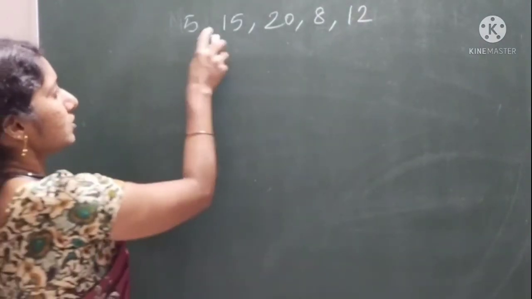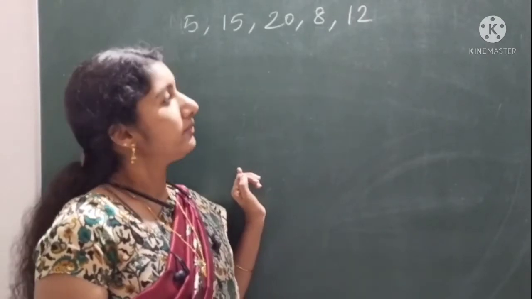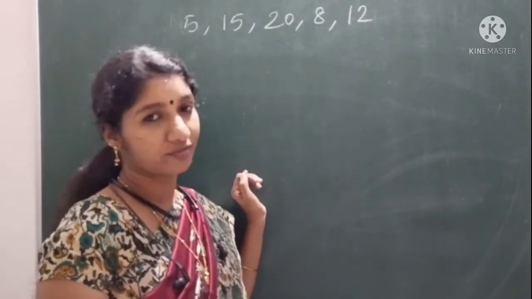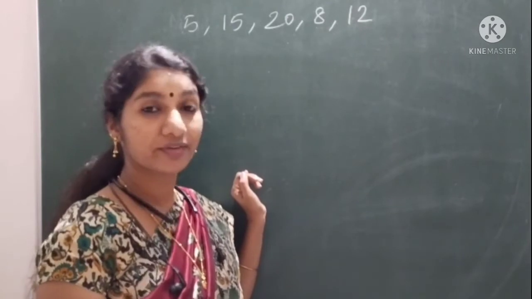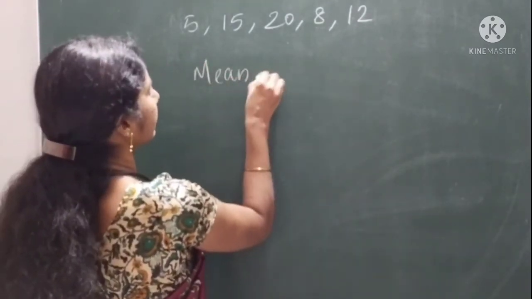We have 1, 2, 3, 4, 5 observations. We need to find the mean of this observation. So what we will do? To get the mean, we will add all the numbers.